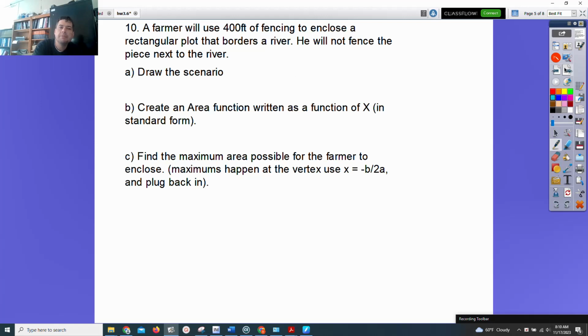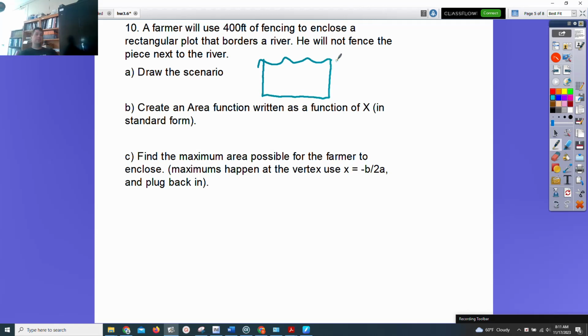I love these problems. If you take new enrollment next year, you'll have a test, and this will be on it. Different numbers, obviously. But a farmer is going to use 400 foot of fencing to enclose a rectangular plot that borders a river. He will not fence the piece next to the river. Draw the scenario. So we have a river, and he's going to fence off a rectangular area.